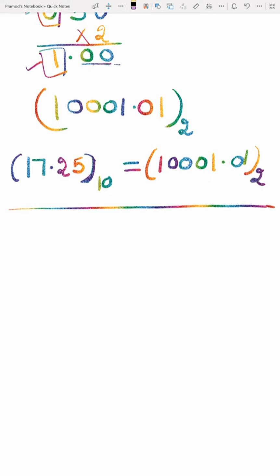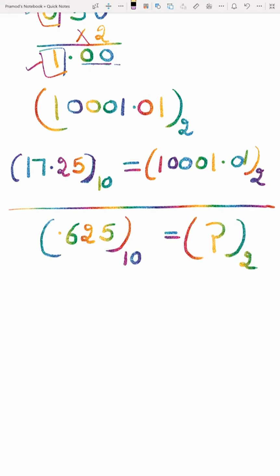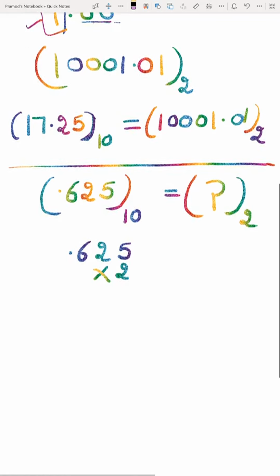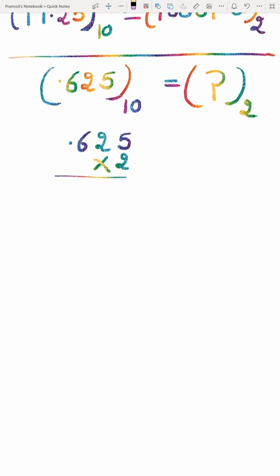For example, now my value is 0.625, and this is my decimal number, and we want to convert it into binary. So you write down here 0.625 multiply with 2, and again you multiply here. 2 5s are 10, carry 1, 2 2s are 4 and 1 is 5, 2 6s are 12. So write the point here.